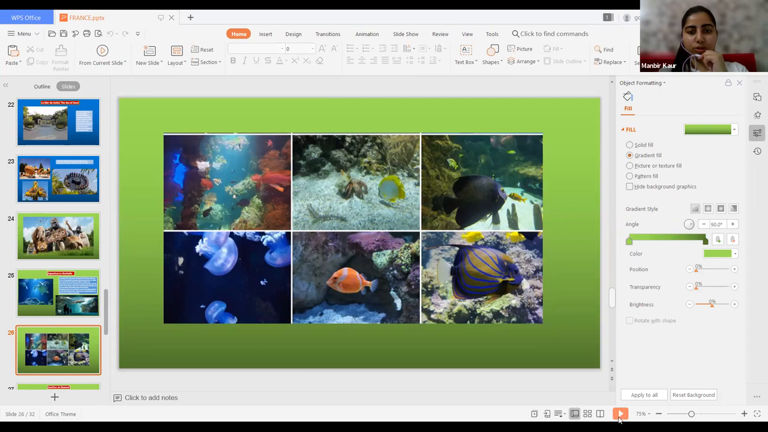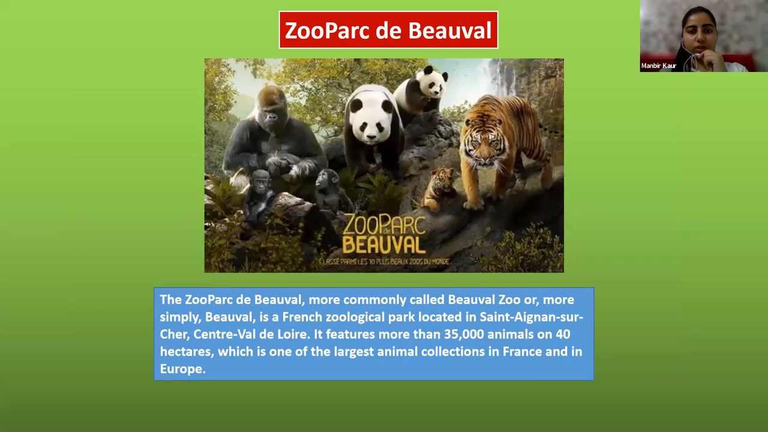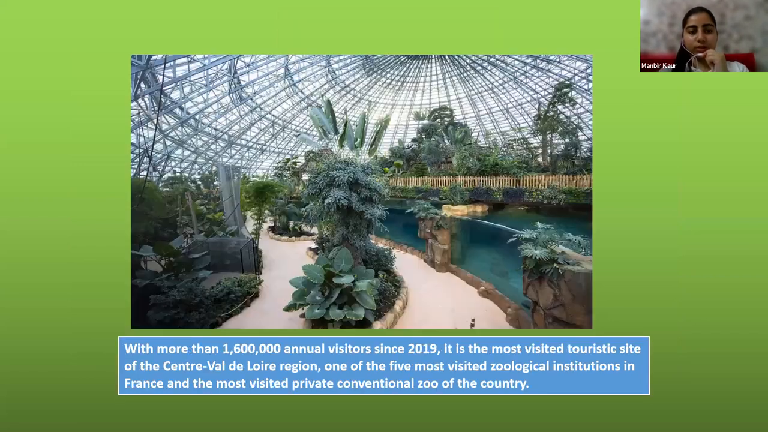So I hope my screen is visible to you all. Now we will be proceeding with another zoo, which is commonly called Beauval Zoo, or simply Beauval. This is the French zoological park located in Saint-Aignan. It features more than 35,000 animals on 40 hectares, which is one of the largest animal collections in France and in Europe. With more than 1.6 million annual visitors since 2019, it is the most visited touristic site of the Centre-Val de Loire region. It is one of the five most visited zoological institutions in France and the most visited private conventional zoo of the country.